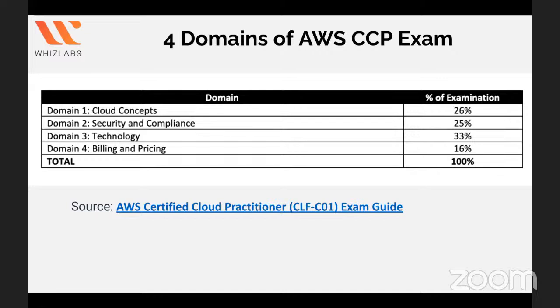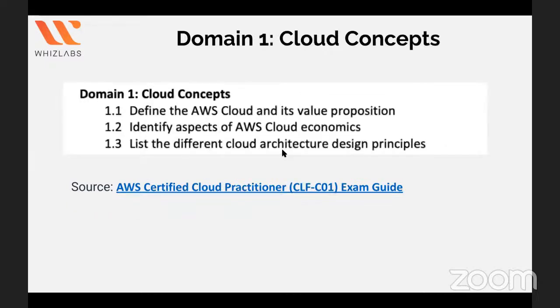And the last one is billing and pricing, which carries 16% of the exam weightage. You can find this in the exam guide of Cloud Practitioner. Let's begin with the very first domain. There are three subdomains. We will see the AWS cloud and its value proposition. Second is the aspects of cloud economics, and the list of different cloud architecture design principles.